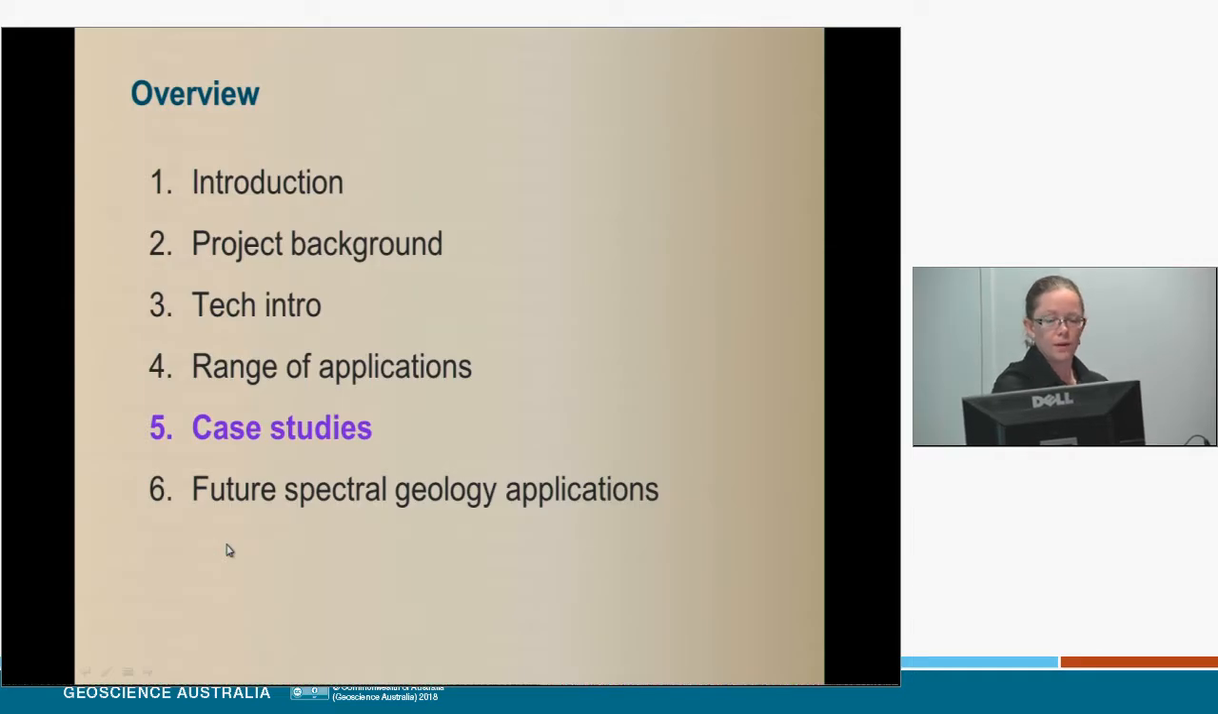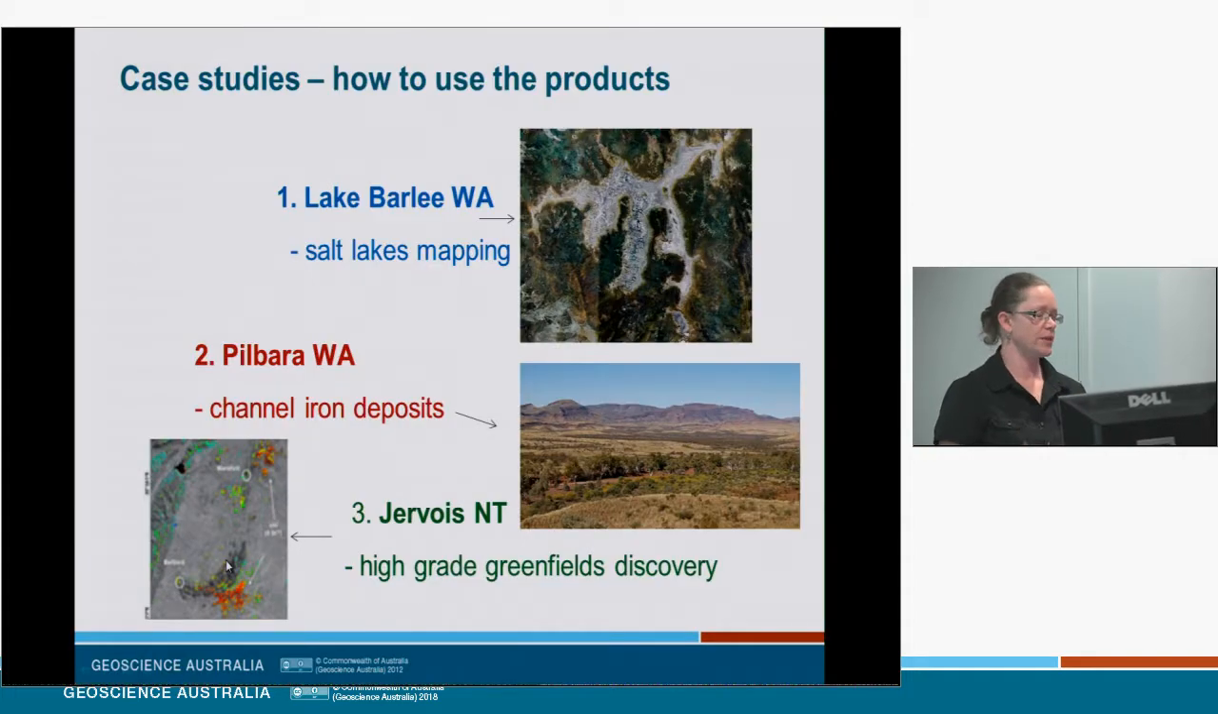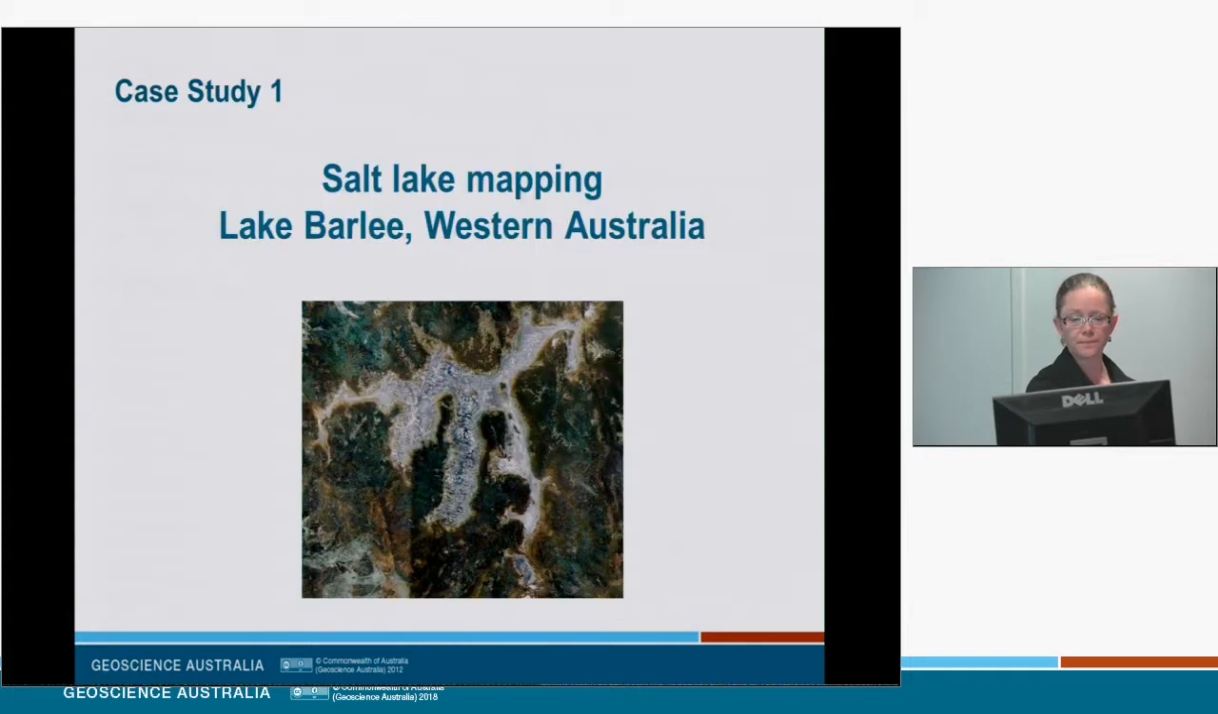So I'll go into the case studies. I've got 3 case studies or some examples of how to use the products. First, we've got Lake Barlee in southwestern Western Australia, where we've been looking at some salt lake mapping. Then we'll go to the Pilbara, also in Western Australia, but further north. And then finally a trip to the Northern Territory, where we'll go to Jervois and look at the high-grade greenfields discovery there. But first, Lake Barlee.